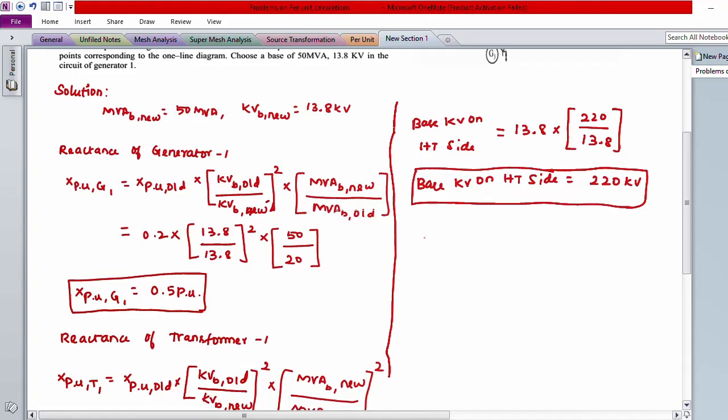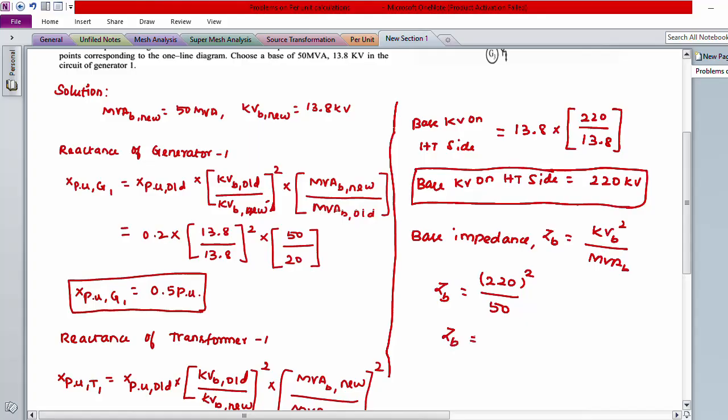Now, by using this new base kV, we have to calculate the base impedance. The formula for base impedance is ZB equal to kVB squared divided by MVAB. So ZB equal to, the kVB value is 220, so 220 squared divided by the new base MVA, that is 50. So the base impedance is ZB equal to 968 ohm.